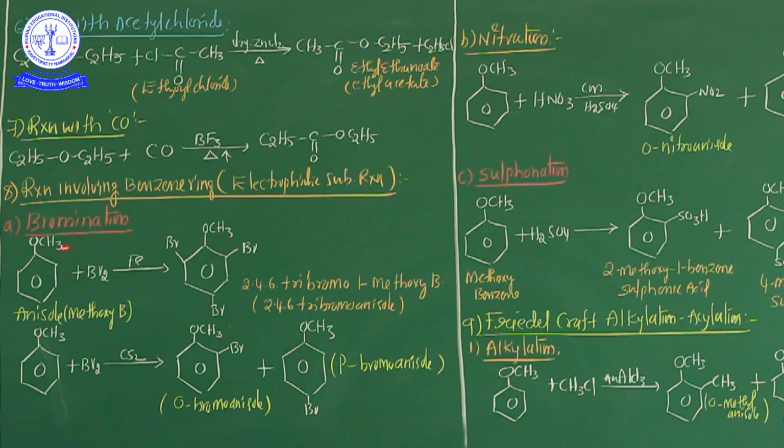Okay. Now this one, reactions involving the benzene ring. So here, whenever anisole is treated with bromine in the presence of iron, 2,4,6-tribromo-1-methoxybenzene is formed. The anisole formula is C6H5OCH3. Its common name is anisole or methoxybenzene. And see here, anisole treated with bromine in the presence of iron gives these products.